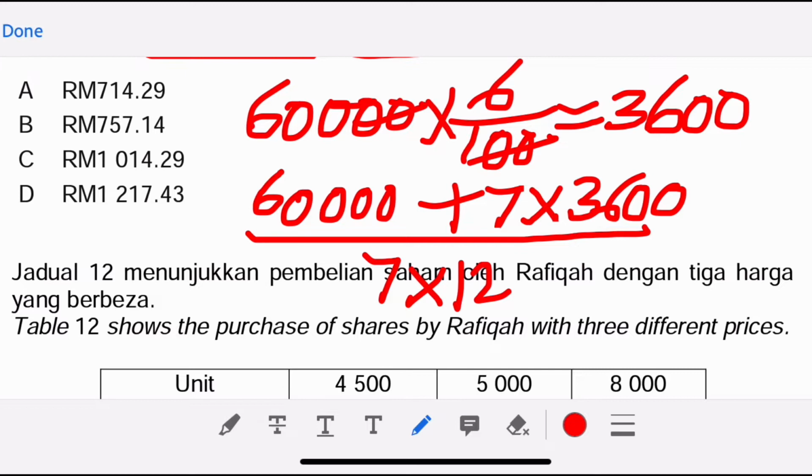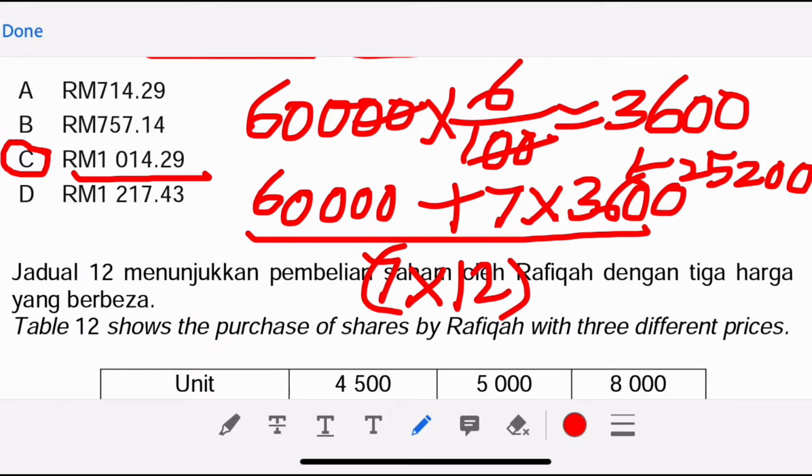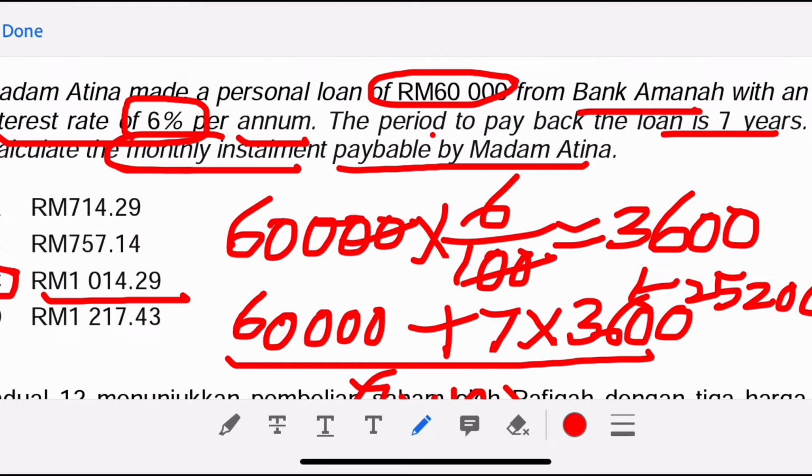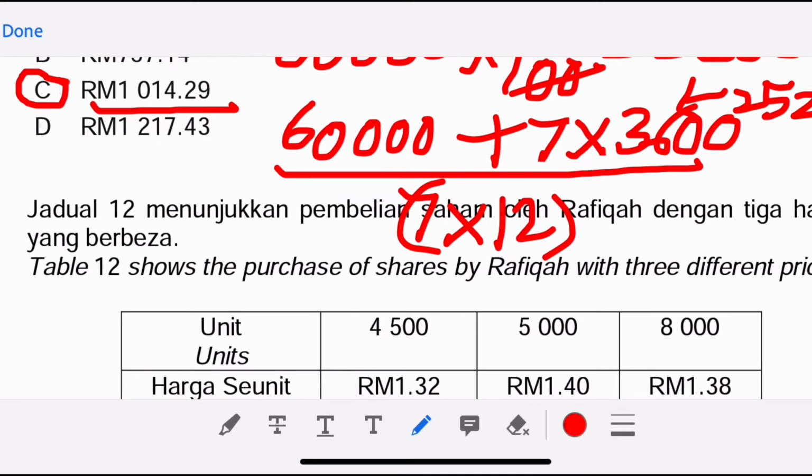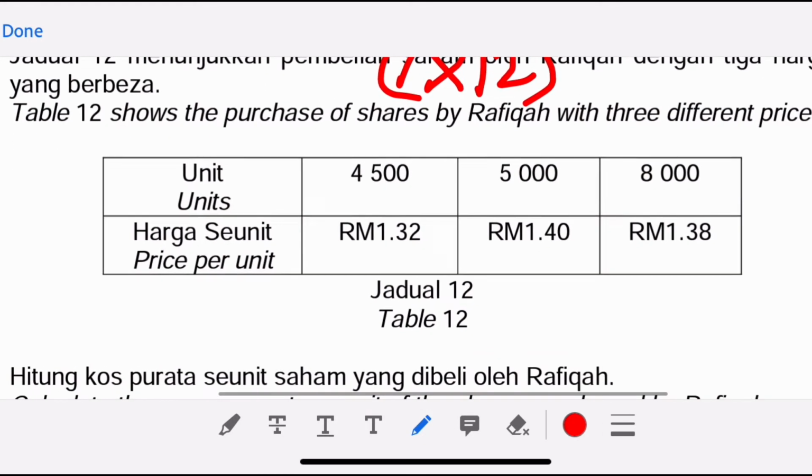So let's use the calculator. 7 times 3,600 is equal to 25,200, plus the 60,000, and divide by 84. 7 times 12 is 84. So the total amount is 1014.29. So remember, monthly installment, right? So you have to convert to month. That's the calculation for the monthly installment.